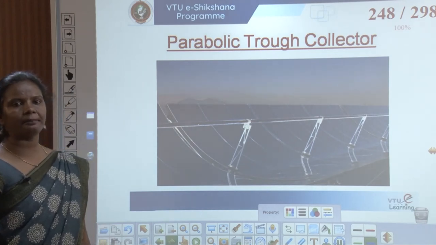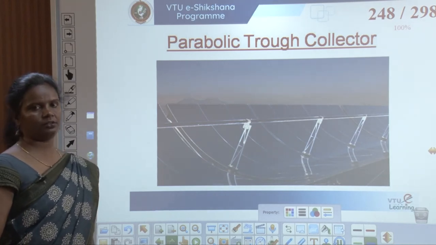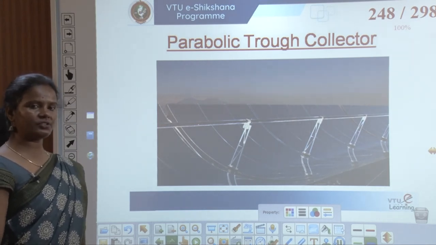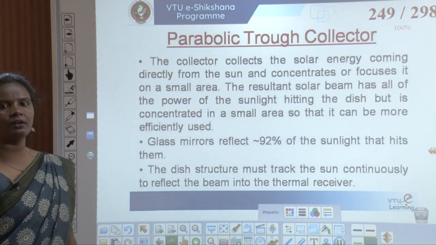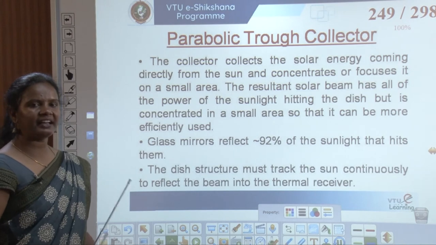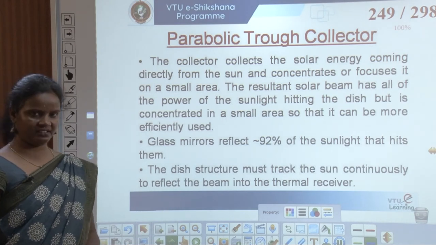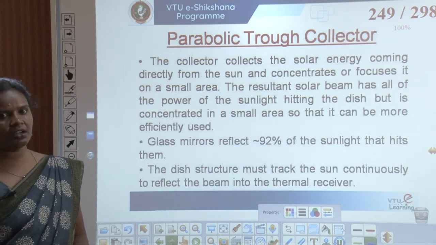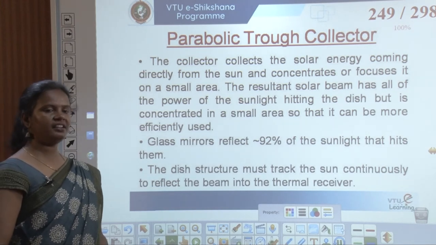Then we have a parabolic trough collector. This is not used for household size, but it's used in a bigger context. It can look like this. The parabolic trough collector collects the solar energy coming directly from the sun and concentrates or focuses it on a smaller area. So the resultant solar beam has all the power of the sunlight hitting the dish, but is concentrated in a small area so that it can be more efficiently used.